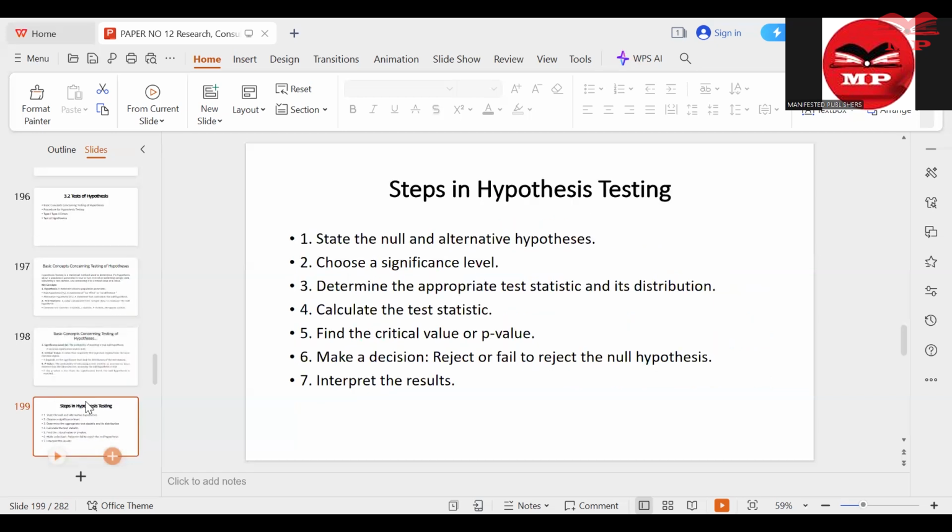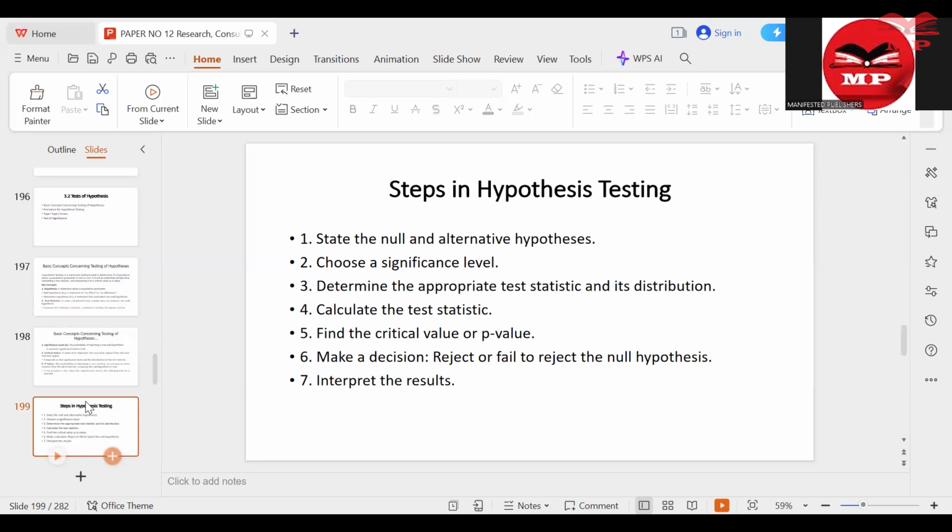What are the steps in hypothesis testing? So the steps are: number 1, state the null and alternative hypothesis. 2, choose a significance level. 3, determine the appropriate test statistic and its distribution. 4, calculate the test statistic. 5, find the critical value or p-value. 6, make a decision, reject or fail to reject the null hypothesis. 7, interpret the results.